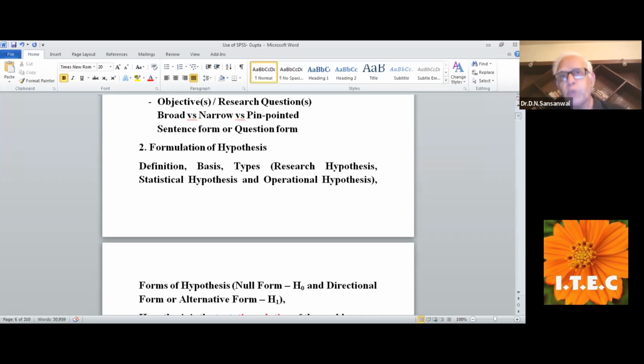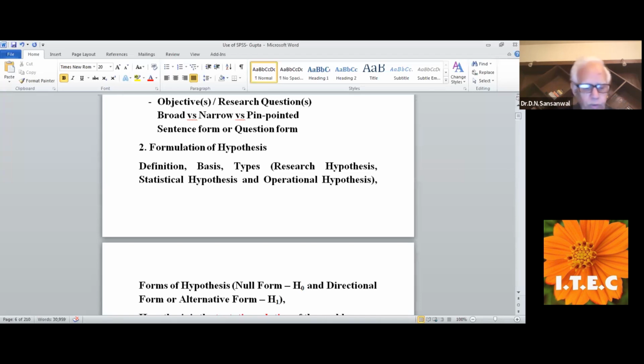There is no base to decide which type of hypothesis to formulate. But you cannot formulate hypothesis as per your wish, null form or directional form. In order to decide whether the hypothesis should be formulated in the null form or in the directional form, there are bases. When I take the hypothesis in detail, I will talk about the basis, and I will say if this is the base, then your hypothesis should be in the null form, and if this is the base, then it should be in the directional form.